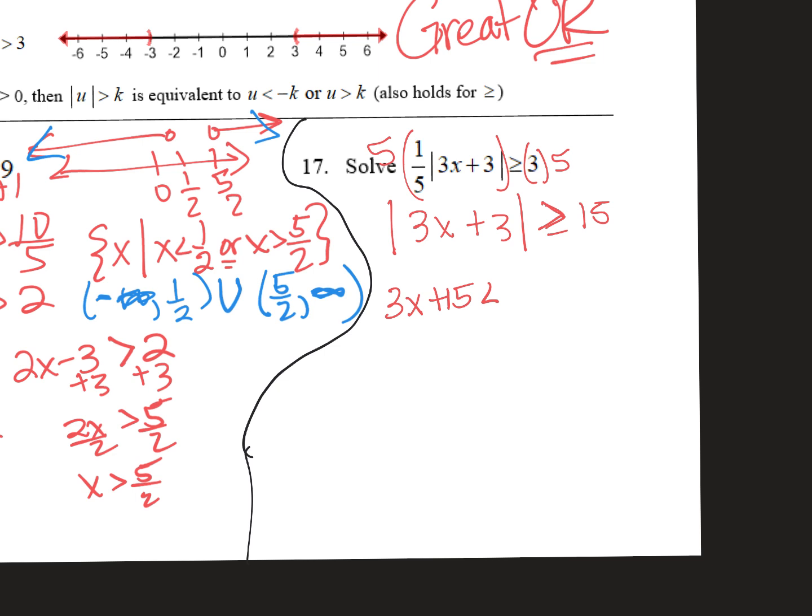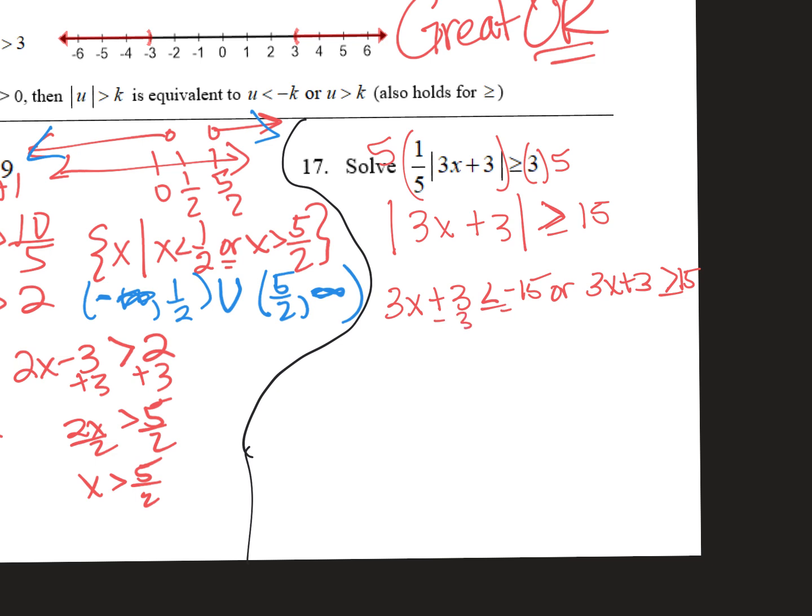Now I can say, okay, it's greater, so that means 3x plus 3 is less than or equal to negative 15, or 3x plus 3 is greater than or equal to positive 15. Let's not forget that these are equal to. And then I'm going to solve those.